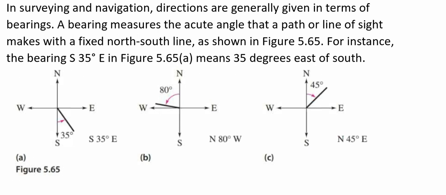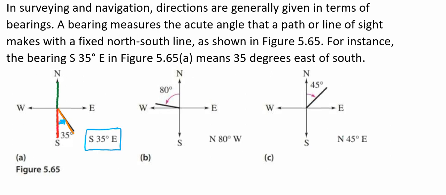For instance, the bearing south 35 degrees east in part A means 35 degrees east of south. So notice that we have our north-south line and that our measure here is 35 degrees to the east direction of the south line. So that is written as south 35 degrees east.